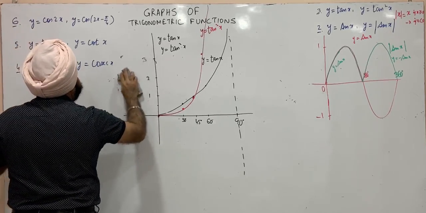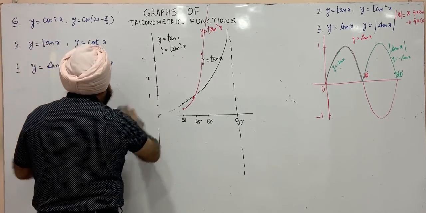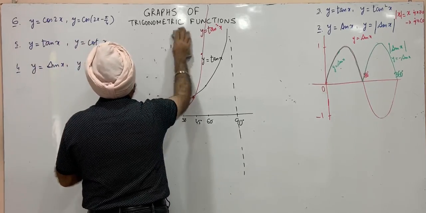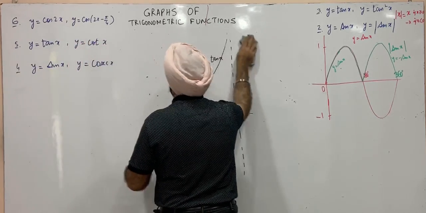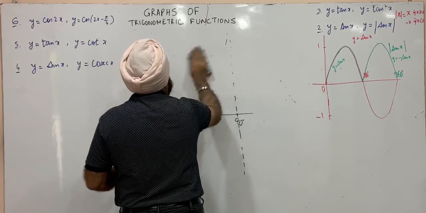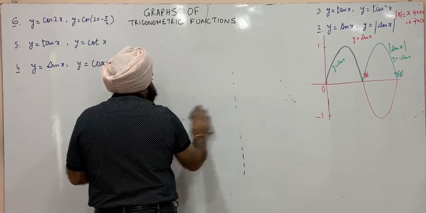Next one, we have to plot again two functions on the same scale. Y is equal to sine of x and y is equal to cosecant x, the reciprocal of sine of x.